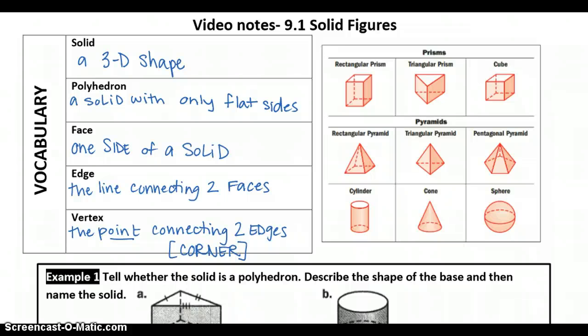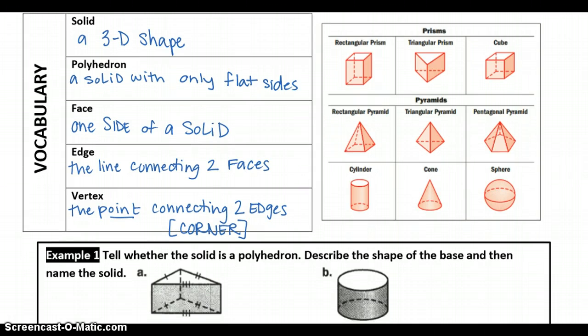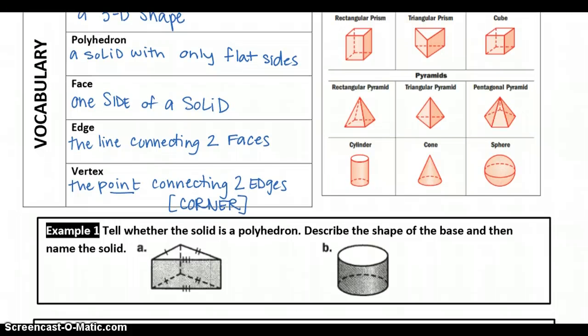So to the right, I have an example of a lot of these solids that we're going to be dealing with in a picture, so we can use that as we're moving on today. Example 1 asks to tell whether the solid is a polyhedron, describe the shape of the base, and name the solid. So first A, is this a polyhedron? Well, I'm just going to ask, are all the sides flat? To me, all the sides are flat. I don't have any curved sides, so yes, this is a polyhedron.